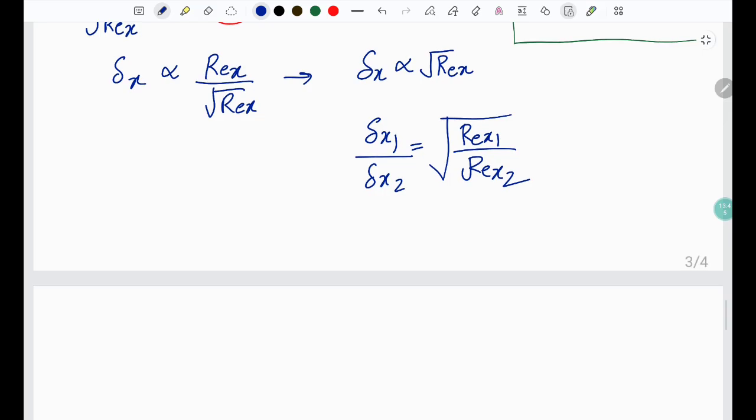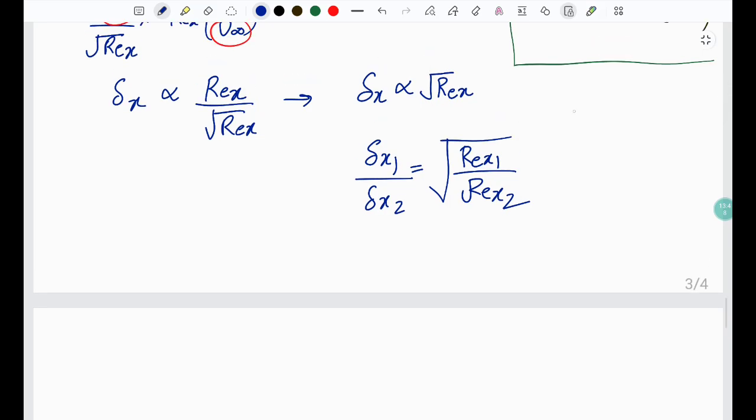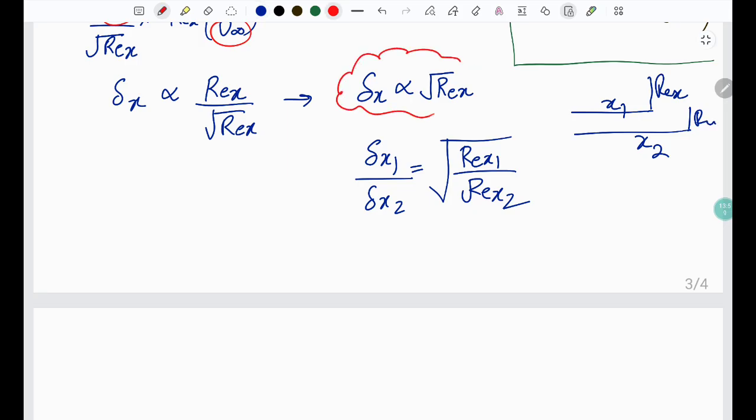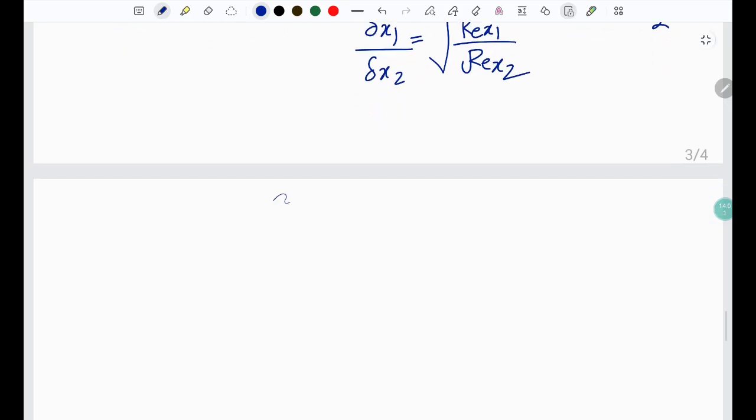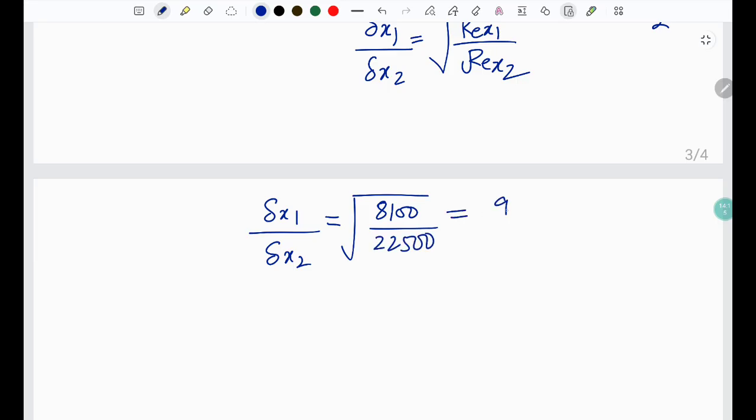Hence the situation changes in this case, where x is also varying and Re x is also varying. Here it becomes directly proportional to the root. So now solving the values, we have to find delta x2 in terms of delta x1. Re x1 is 8100 and Re x2 is 22500.